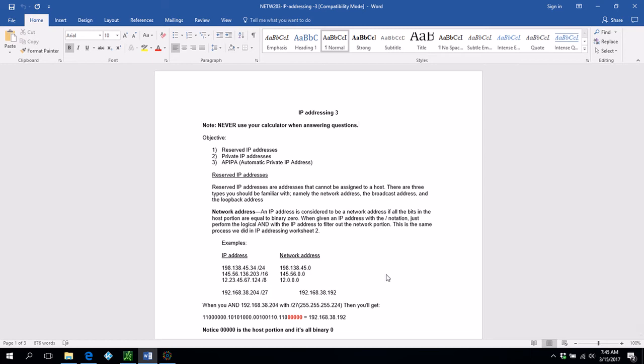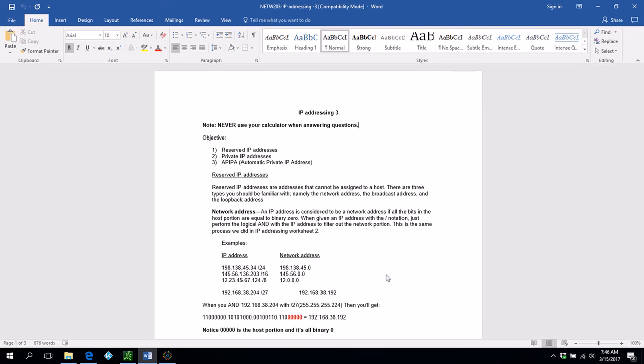In this worksheet, I want you to be aware of special IP addresses that may come up either on exams or when you're configuring devices. There are three different types: the reserved ones, private IP addresses, and the automatic private IP. Let's start with the reserved one.